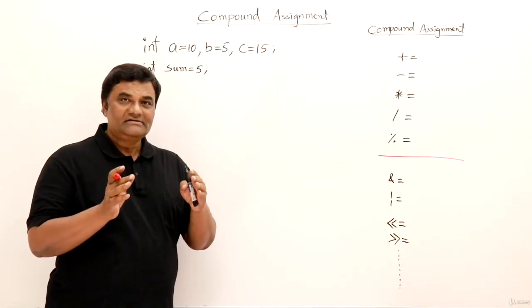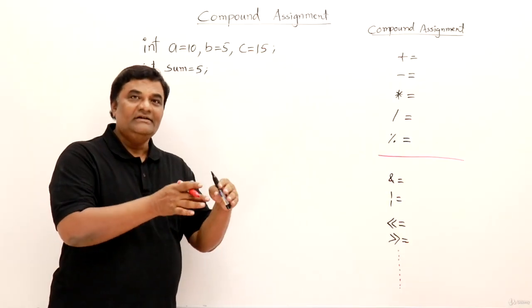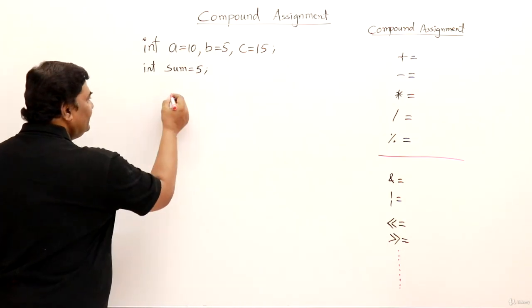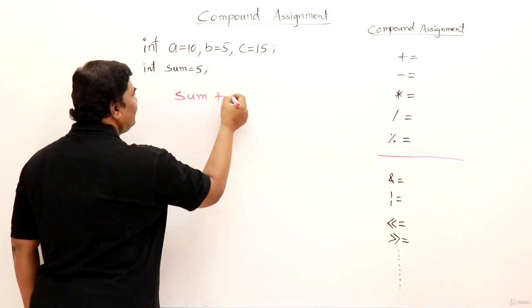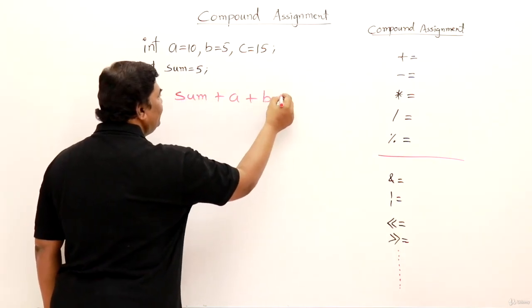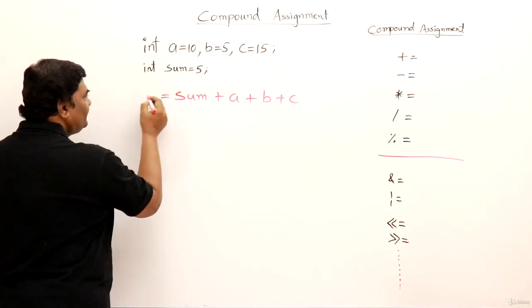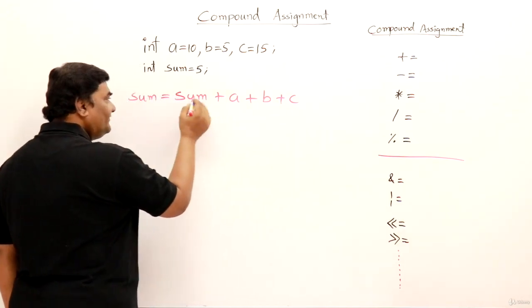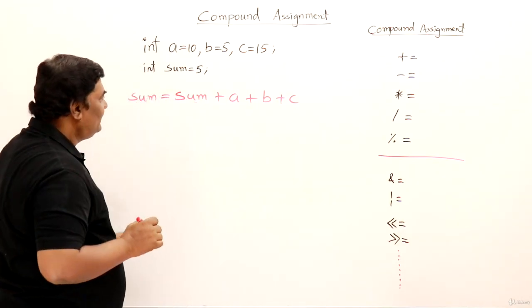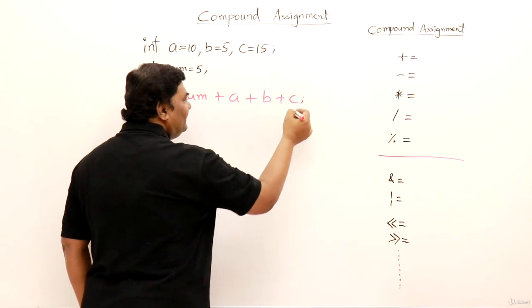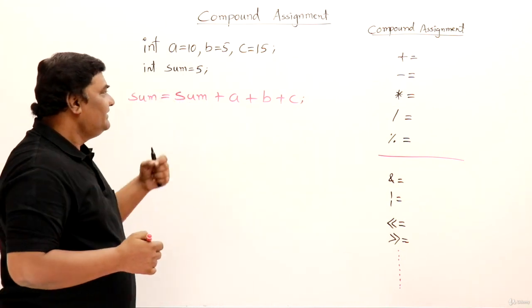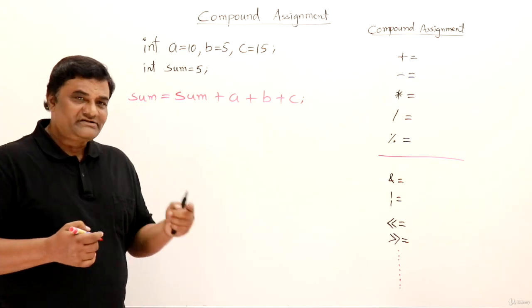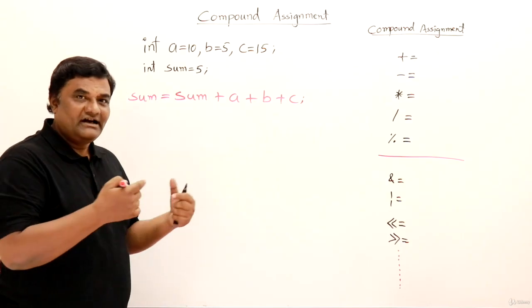I want to add A, B and C together with sum and store the result in sum again. So I'll write the expression sum plus A plus B plus C, and I want to store the result in sum. So it means all these things are added along with sum and the result is stored in sum. This is in a single statement. Now I want to break it into multiple statements, meaning repeated addition. First A, then B, then C. So let us see how we can do that.